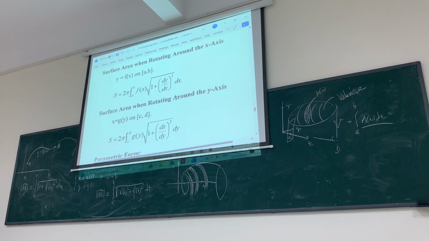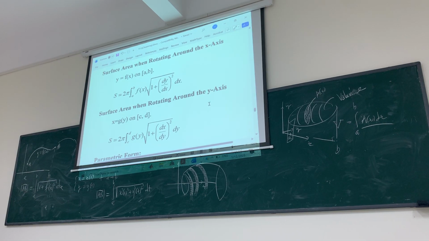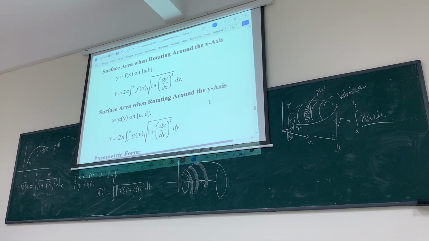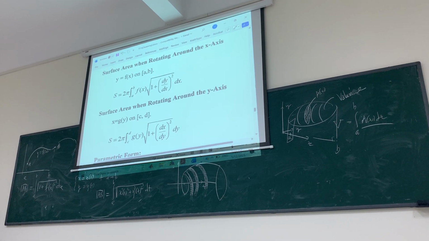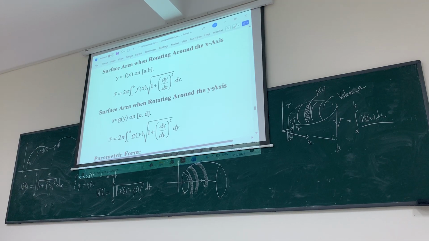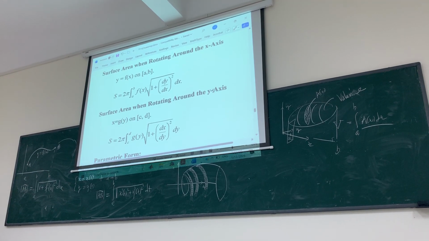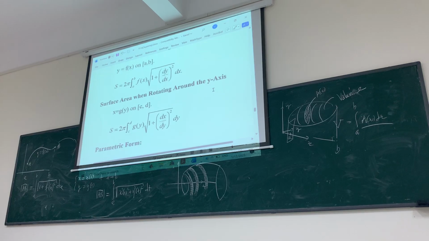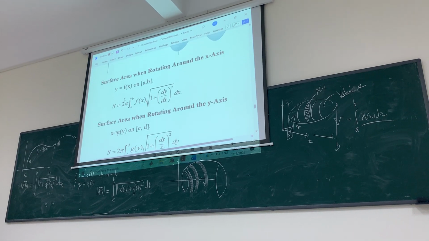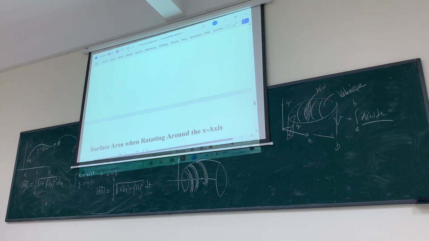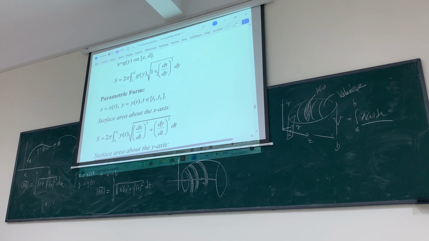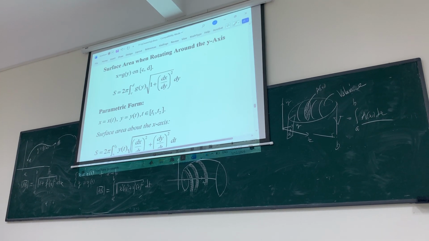Okay, so finally we pass into the parametric form. Okay, in the curve that has the parametric equation, we can estimate the surface area when rotating around the x-axis or y-axis. Parametric form. Okay, the equation for parametric form.